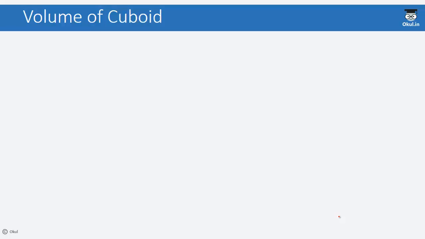Volume of a cuboid. So first let us understand what volume is. Volume is the space consumed by a particular object. Now let us suppose that we have a cuboid and we fill a lot of water in it, that is, we fill the whole of it with water. So the amount of water that can be filled in the whole cuboid is called the volume.